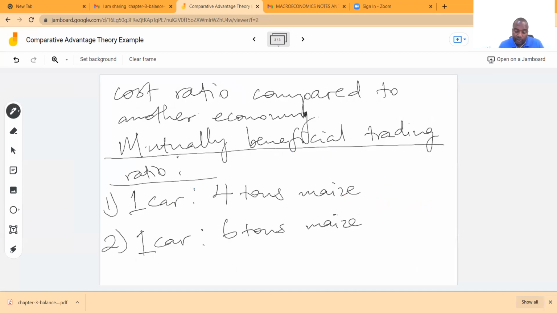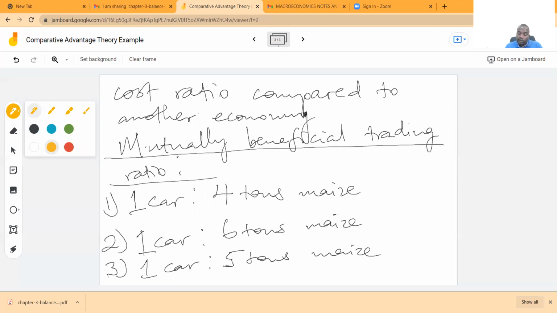So what is the mutually beneficial trading ratio? Is it, for instance, 1 car is to 5 tons maize? I'll put an asterisk to this one to mark it because it happens to be our answer. And then at the conclusion of this exercise, I'm going to show you how you can arrive at this without using the trial and error method.